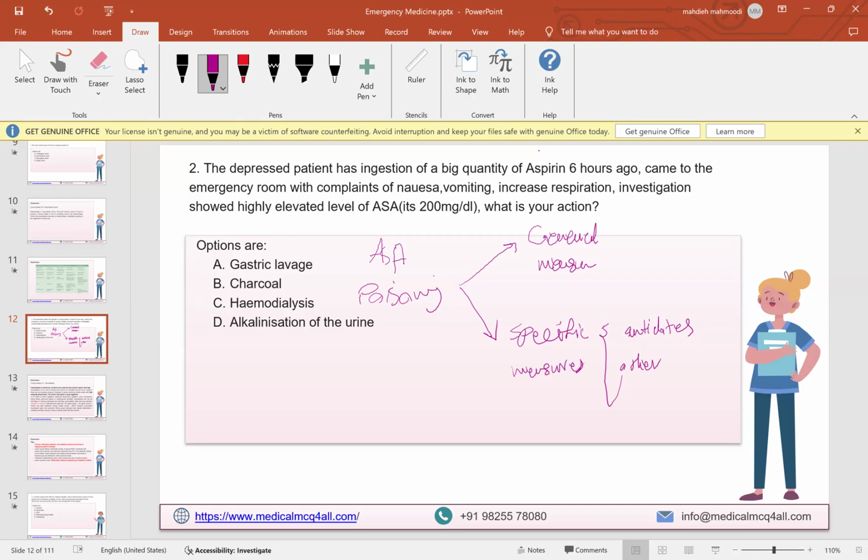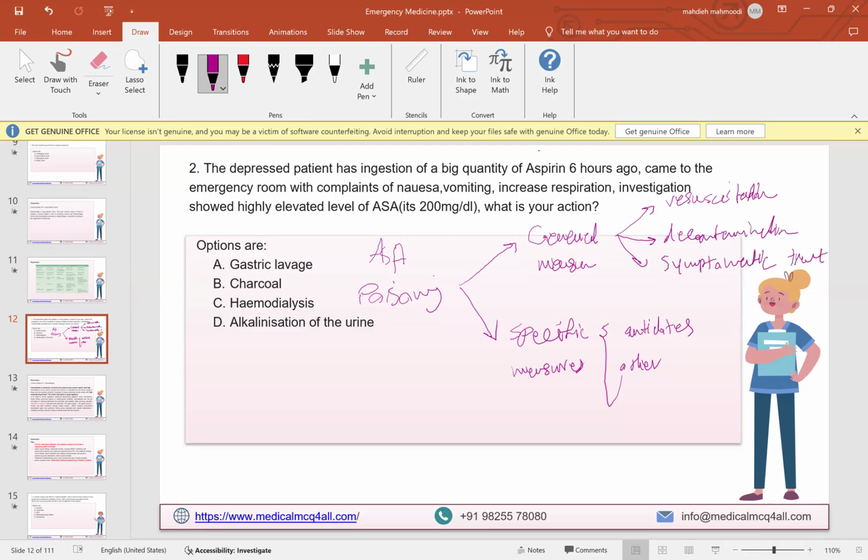This is something you do for aspirin poisoning. Or for paracetamol poisoning, you have N-acetylcysteine. That's an antidote you do only for paracetamol. General measures. What are general measures? The general measures are resuscitation, decontamination, symptomatic treatment.